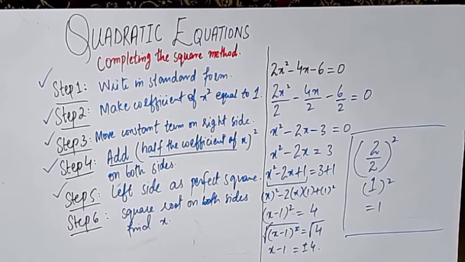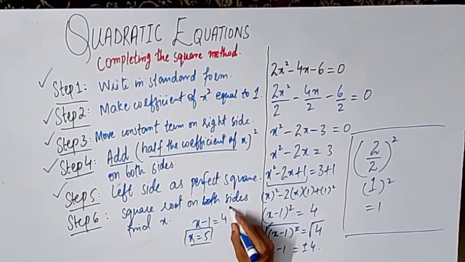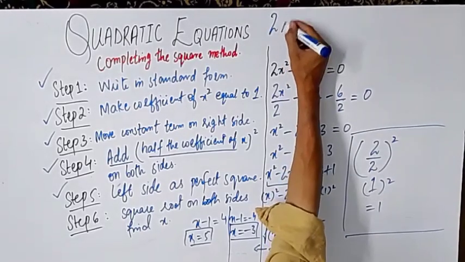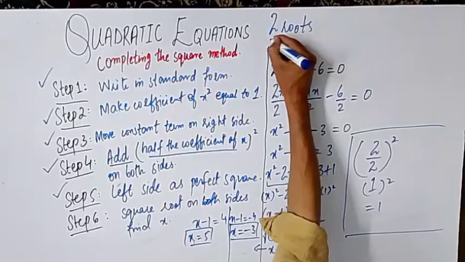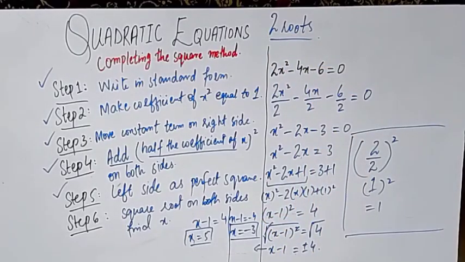Now when you want to solve it, you have to solve it one time with plus 4 and one time with minus 4. So x minus 1 is equal to 4, you will get x is equal to 5, one value of x. And the second one is x minus 1 equals to minus 4, so you will get x is equal to minus 3, the second value of x. Why are we getting two answers? Because remember, in the quadratic equation we will always get two roots, or two answers, or two values of x. It could be repeating as well.